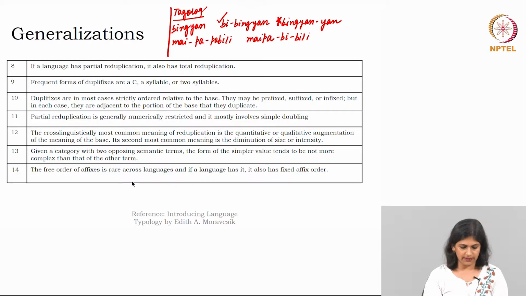The 14th generalization is: the free order of affixes is rare across languages. So, in most of the cases there is a certain order in which you need to fix the affixes. When you say uneducated, un is the prefix, ed is the suffix, and there is an order for it. The prefix happens before the root word, the suffix comes after the root word, and it generally moves in this order. If you have many suffixes, then also there is an order.